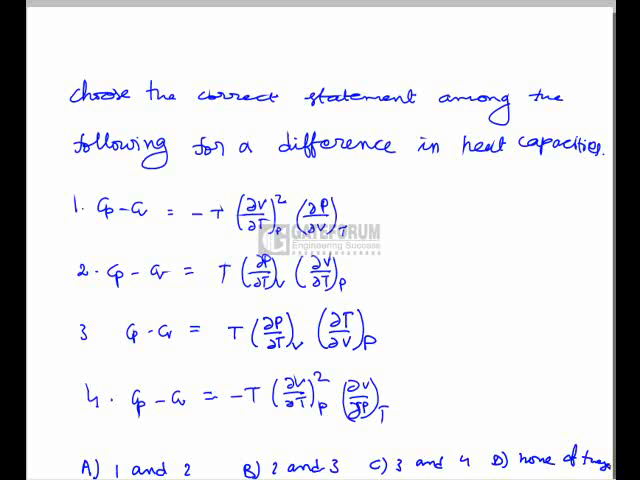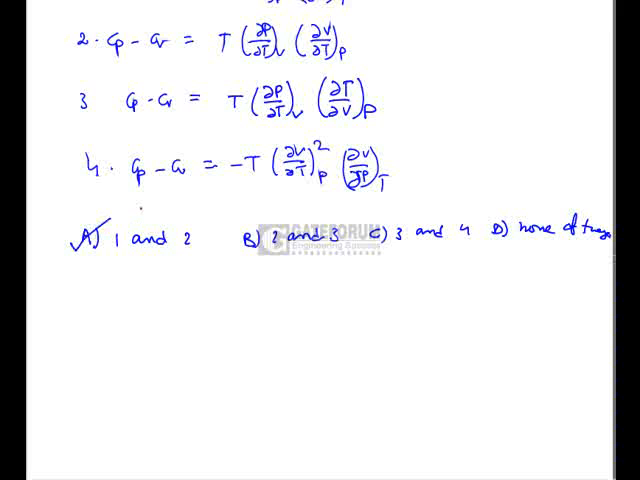Choose the correct statement among the following for the difference in heat capacities. Here we have to find out the correct relation for Cp minus Cv. These are the 4 statements. Cp minus Cv equals minus T times dou V by dou T whole square at constant pressure, and dou P by dou V, into dou P by dou V at constant temperature. Like this, there are 4 relations. In these relations, the first 1 and 2 are correct and the remaining are wrong. So the correct option is A. A is the right answer.